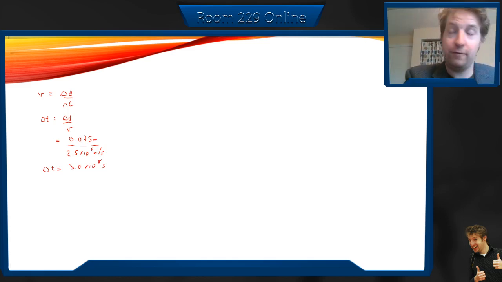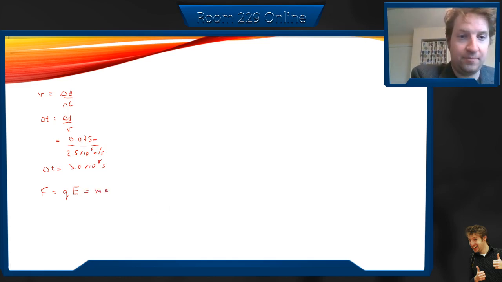Next I can look at the force involved, because I know that my force is going to be equal to the charge multiplied by the electric field. I know what my electric field is. It's 130 volts per meter. If I multiply this by my charge, that'll tell me the force. And this is also going to be equal to Newton's second law, the mass times acceleration. So the acceleration that this particle will feel will be equal to the charge on the electron, multiplied by my electric field, divided by the mass of my particle.